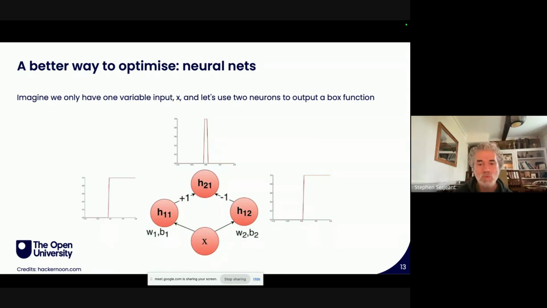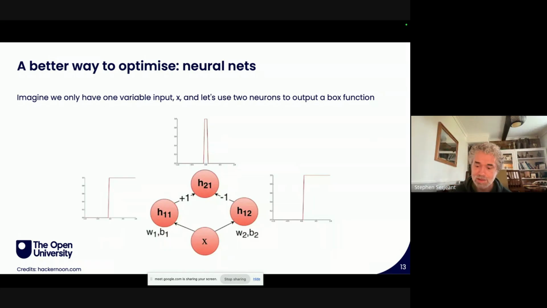So let's imagine you have one input, x. We'll stick it into 2 neurons. One's a step function and the other one's a step function. That's what they output. And let's make the steps slightly offset. We'll multiply one by -1, and then you get a little box. So you can turn your input x into an output box.